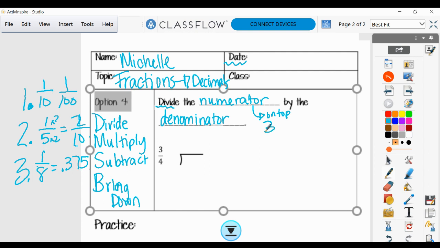So we've known that 3 divided by 4, that's 3/4, is the same as 3 divided by 4. Those are the same. Why that's so important is because here's the trick: the numerator goes inside the house. So copy this part down. Numerator inside the house.